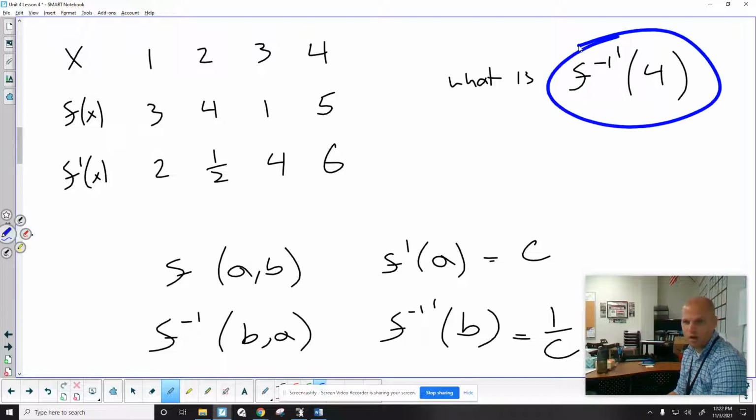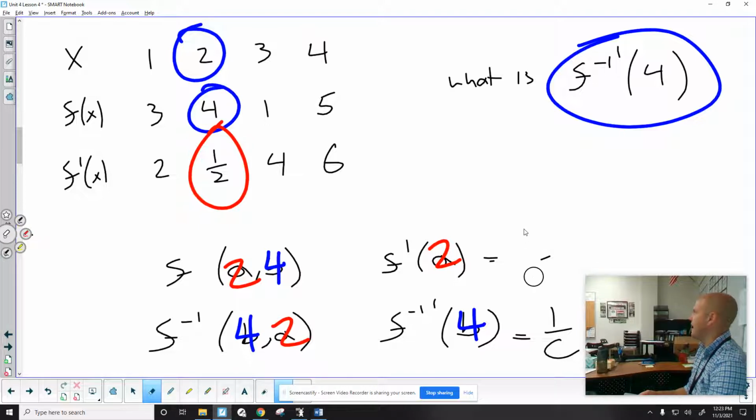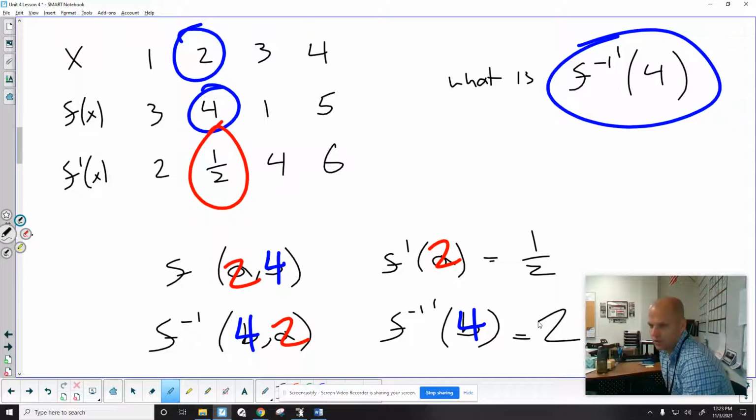F inverse prime of 4. What's A? Well, when f has a y coordinate of 4, its x coordinate is 2. I need to find f prime of 2. It was told to me: f prime of 2 is a half. So I'll know f inverse prime of 4. It's just the reciprocal. Flip-flop points, reciprocal slopes.